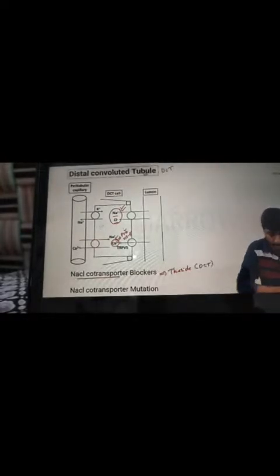that act in the DCT. A mutation in the sodium chloride co-transporter can lead to a very important syndrome, Gitelman's syndrome. Very important. DCT for sodium chloride reabsorption, calcium reabsorption; thiazide diuretics, sodium chloride co-transporter.